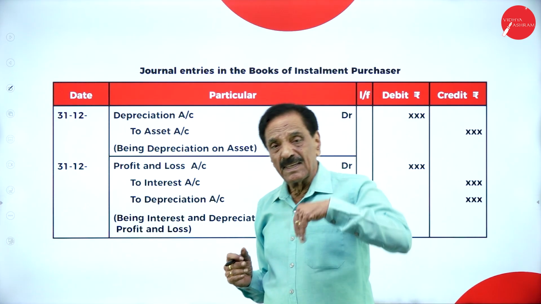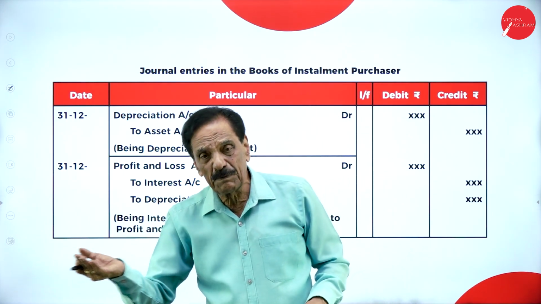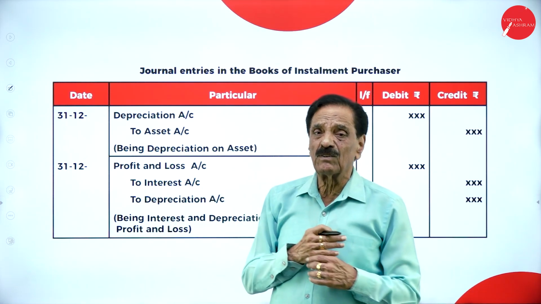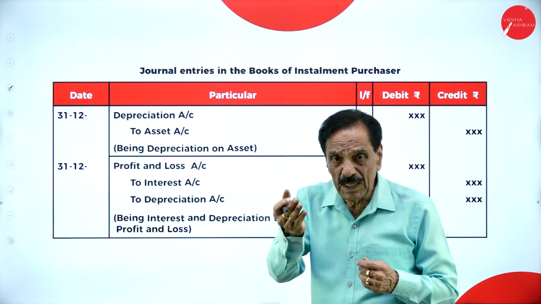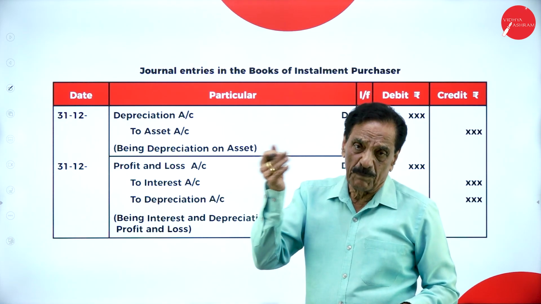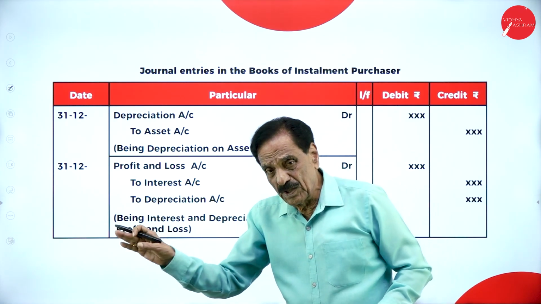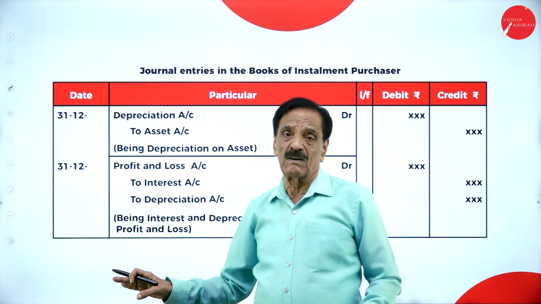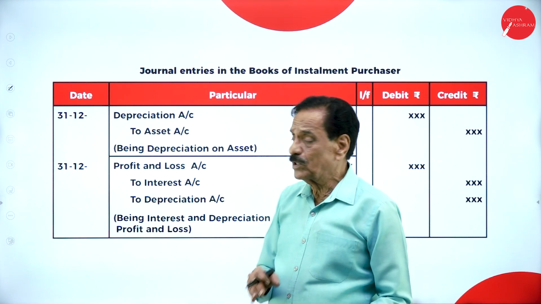Second year start: interest account debit to interest suspense account, installment seller account debit to bank account, depreciation account debit to asset account, profit and loss account debit to interest account and depreciation account. This goes on, only the amount changes.